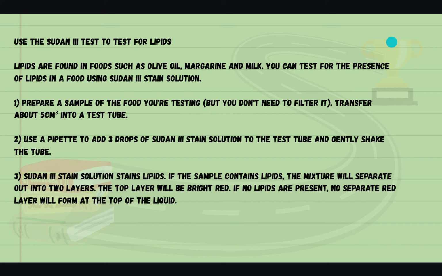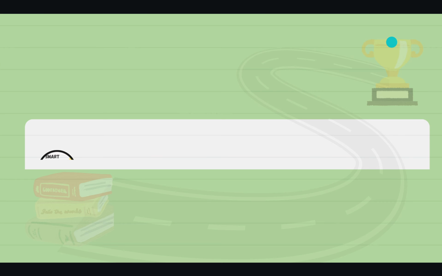If the sample contains lipids, the mixture will separate out into 2 layers. The top layer will be bright red. If no lipids are present, no separate red layer will form at the top of the liquid.